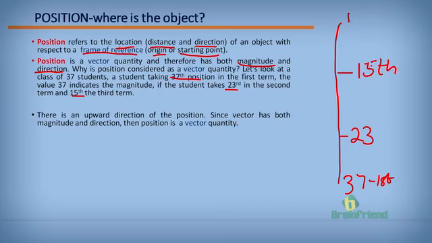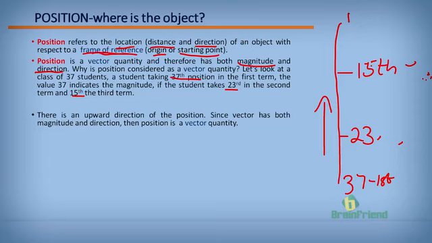Now these are his various positions. And as we said before, that position is a vector quantity. It has a magnitude and also has a direction. We can see that the direction of the student is an upward one. He moves from 37th to 23rd and then to position 15. There is an upward direction of the position, which means that position is a vector quantity. And remember we said that position has to always be in a frame of reference. For this particular student, the frame of reference is the class of 37.